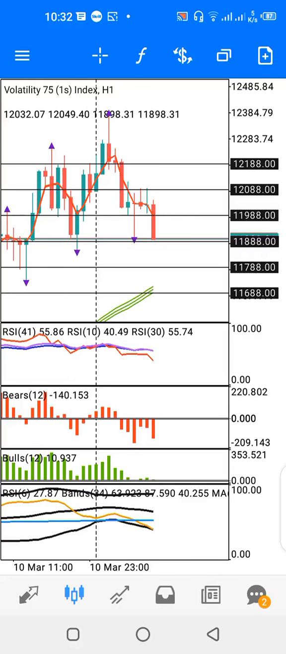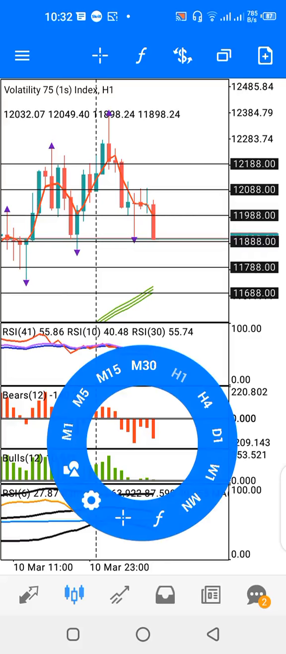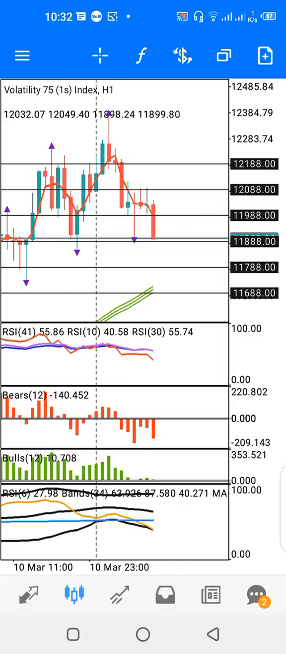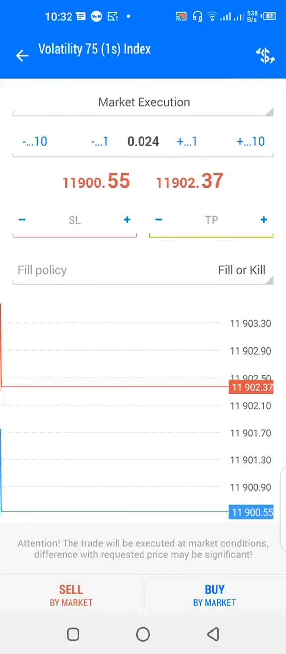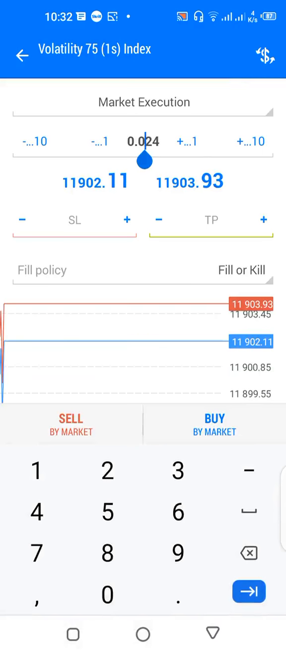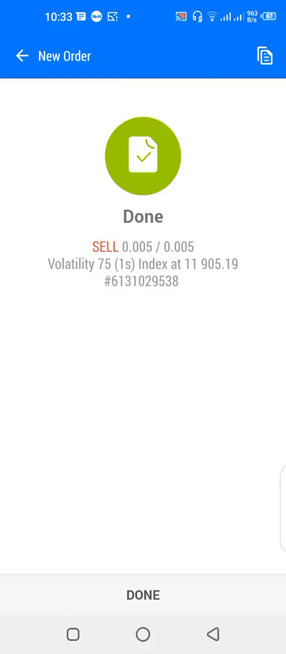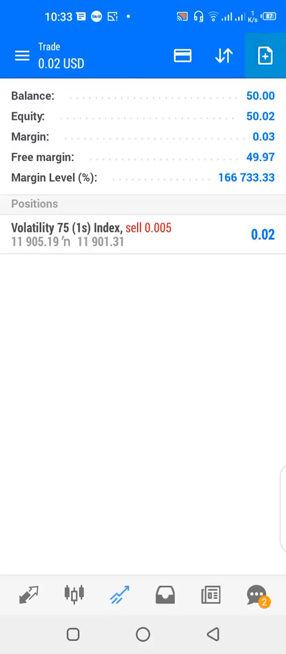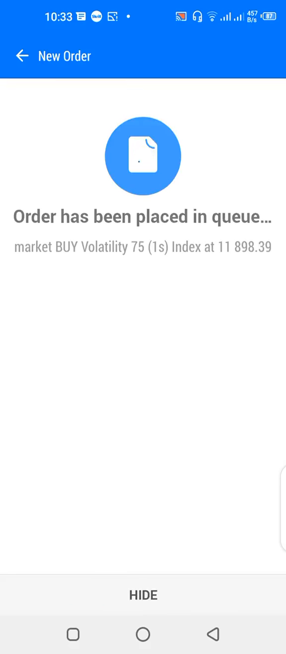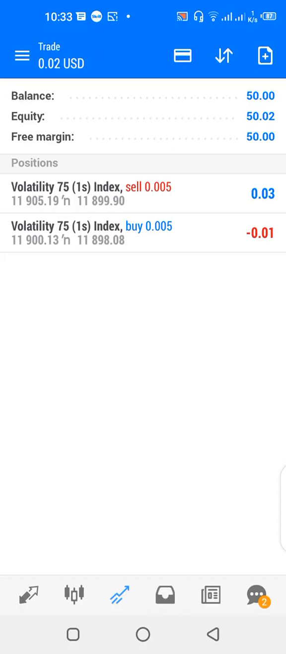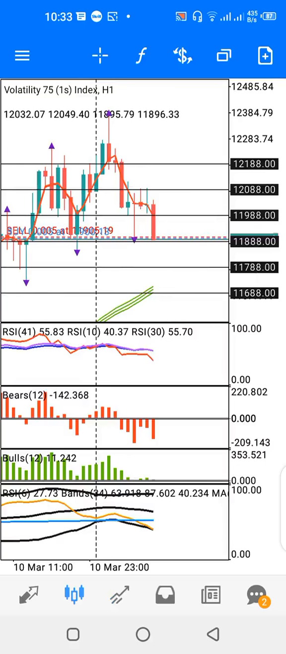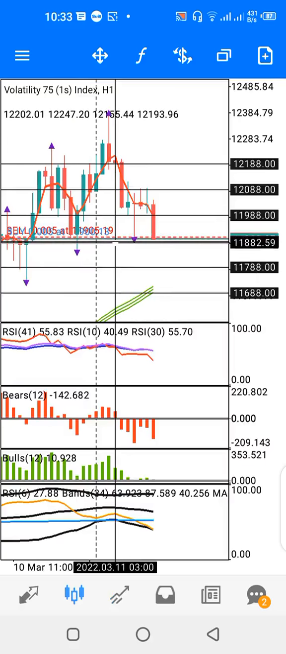Now, the minimum lot size is 0.005. So I'm going to place a buy and sell trade of 0.005, which is the minimum lot size for V75 1S. I'm going to place it at the 88 mark. That's my sell trade and this is my buy trade. Place the trades concurrently at the same time at the 88 mark. So it's placed around the 11888 mark.